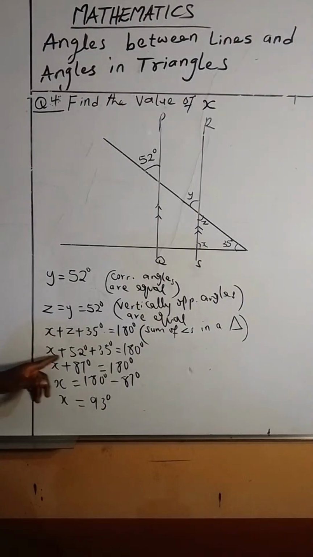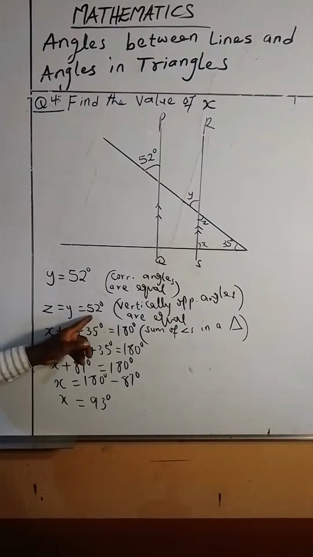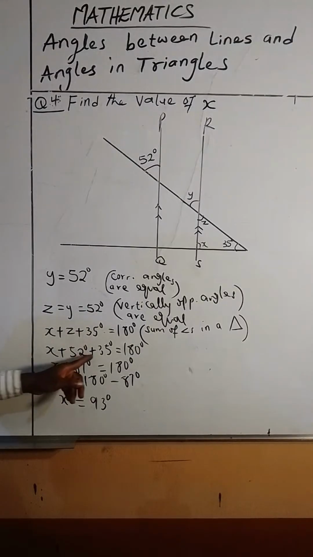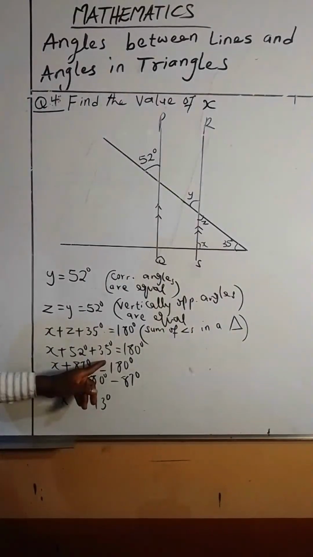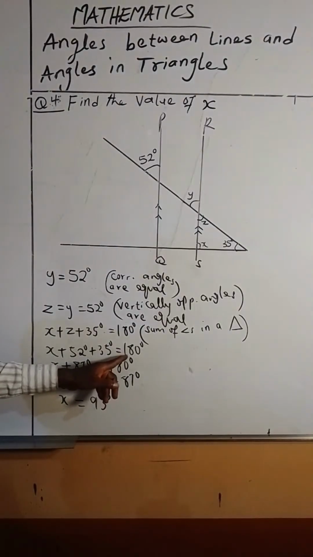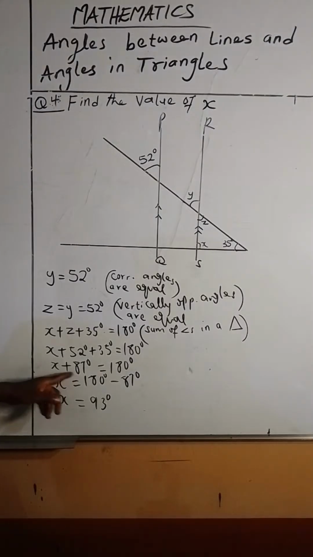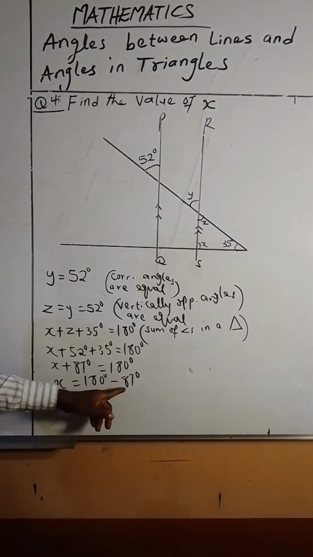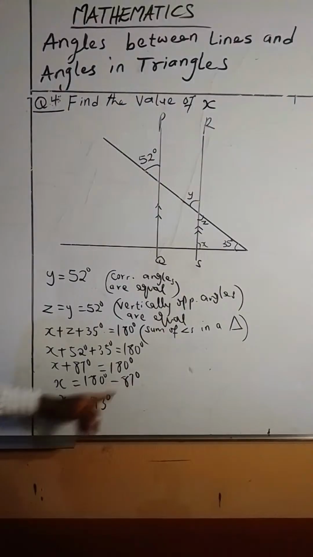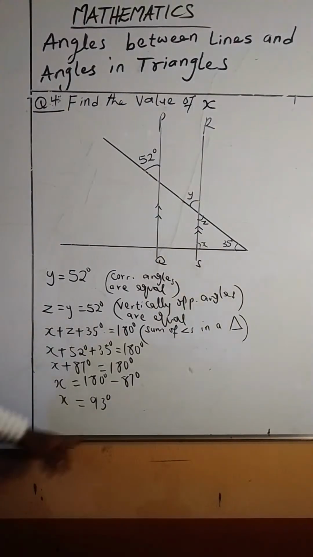Then we have our x plus our z, which is 52 degrees, plus this 35, bring it down here, and it equals 180 degrees. We can add up these two to give us 87 degrees. Then we bring 87 to the other side and subtract it from 180 degrees, and that gives us 93 degrees.